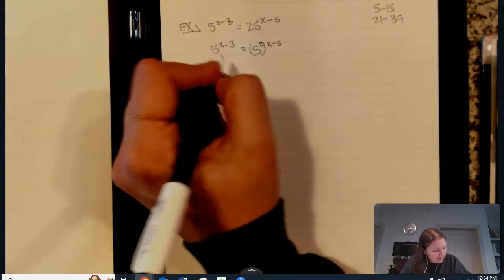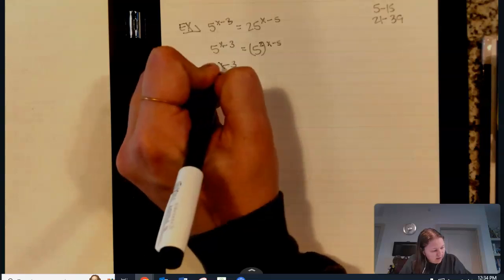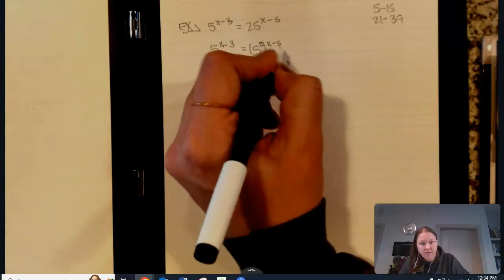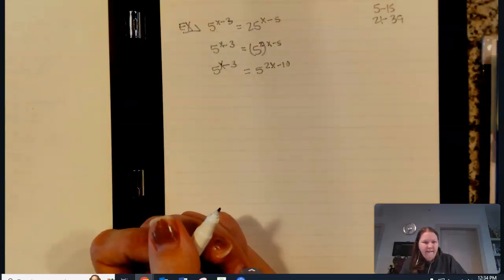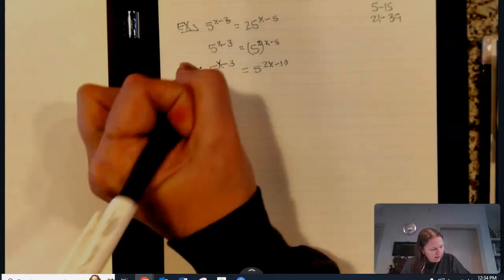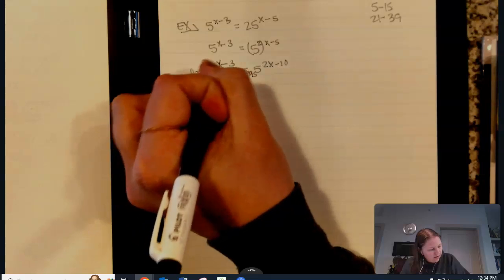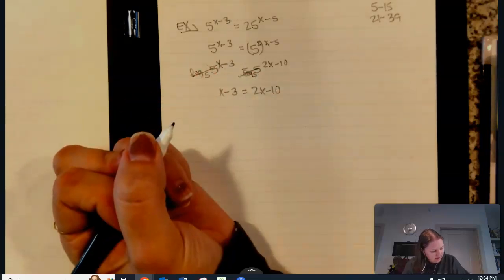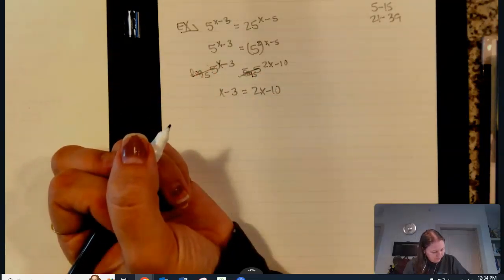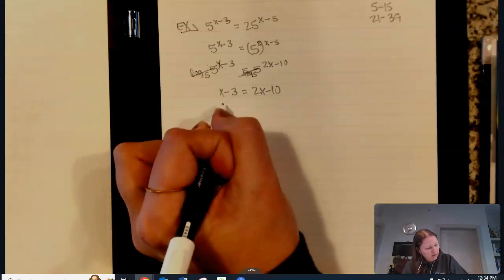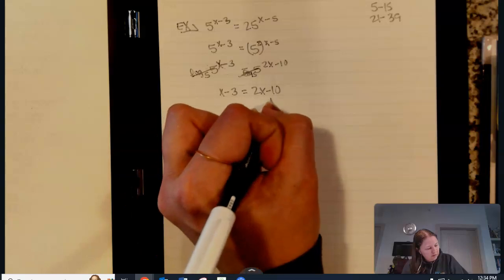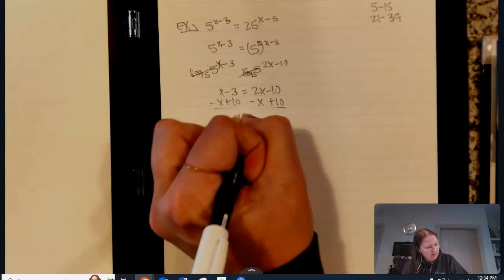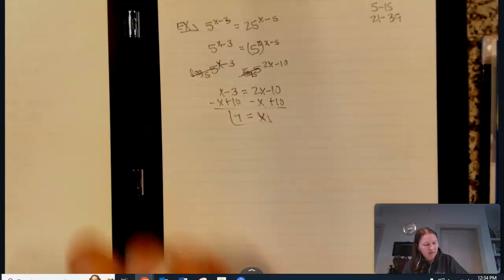So 5^(x minus 3) is equal to 5 to the 2x minus 10. So I just distributed those together. Okay, so then you can take the log of both sides with the base 5, and those cancel and those cancel, so you're just left with x minus 3 equals 2x minus 10. So plus 10, minus x, 7 equals x. And there you go.